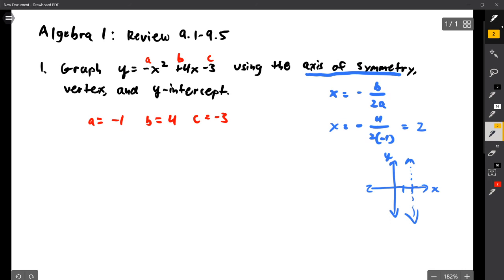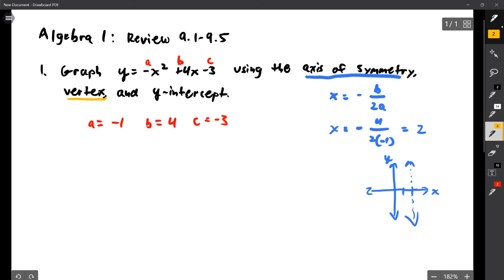All right, so the vertex. The vertex is a point somewhere on this axis of symmetry. So somewhere on that axis of symmetry is the point that is either the top of the parabola or the bottom of the parabola. Okay? And so we know that it has the same x value as the axis of symmetry because it's somewhere on that line. So the vertex, we know, has an x value of 2, and what we don't know yet is the y value.